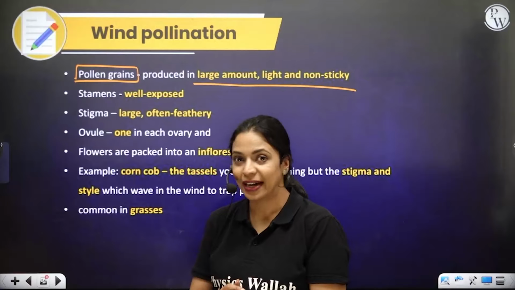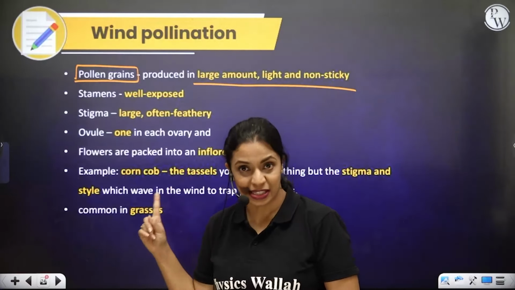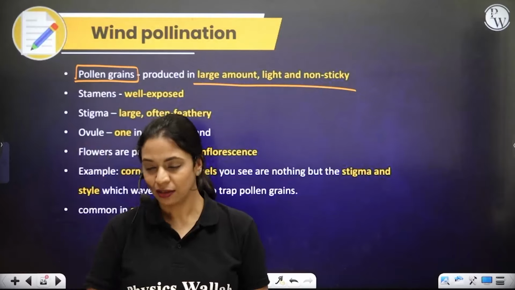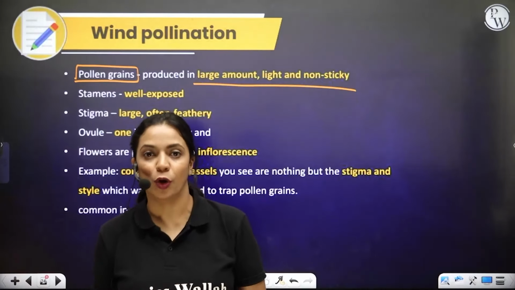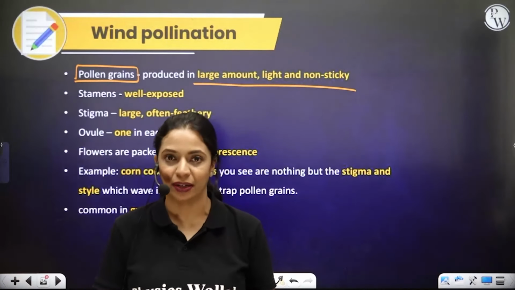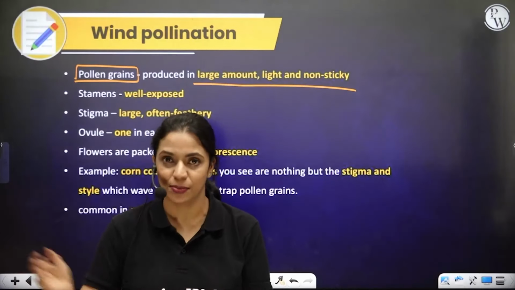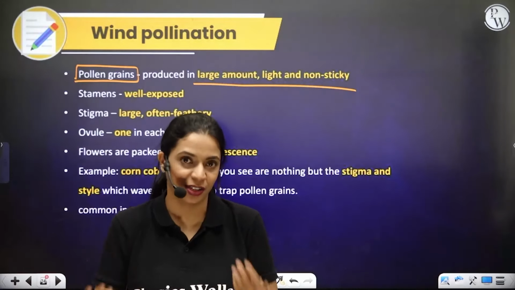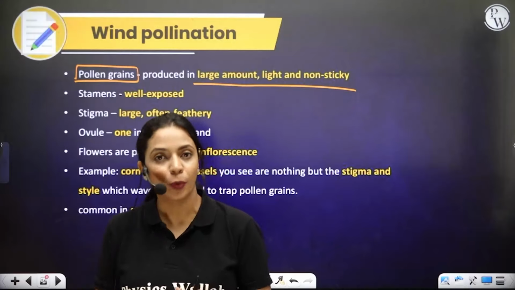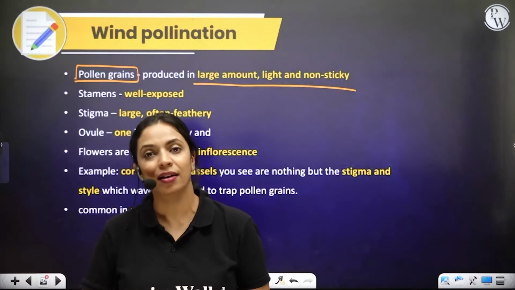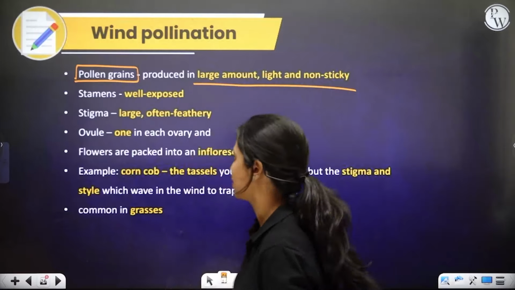Now, why should it be light in weight and not sticky? Because these are being transported by wind. If they are very heavy, then because of its density, it will fall off. It cannot be transported by wind. If it is sticky, it will get stuck onto random surfaces on the way and may not reach the destination. Therefore, the pollen grains in such wind pollinated plants or flowers are very light in weight and non-sticky.